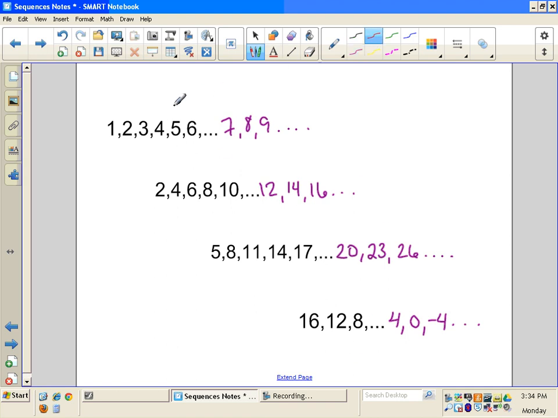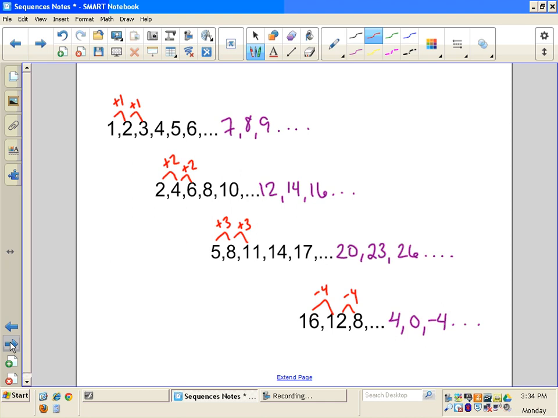And so what we have here, when we started to look at these patterns, notice I started talking about the differences between them. This was an easy one. This was just adding 1 each time. This one was adding 2 each time. This one was adding 3 each time. And this one we were actually subtracting 4 each time. So the difference between each of these was what we used to find the next numbers in the pattern.